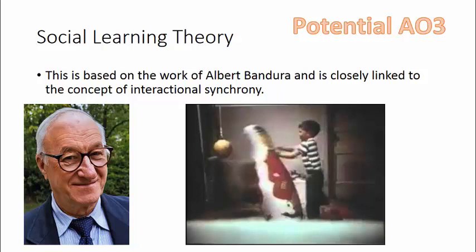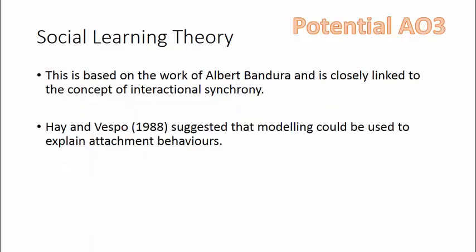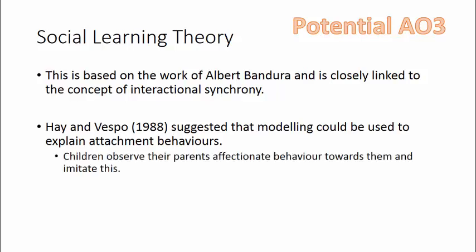Now, this is very closely linked to this concept of interactional synchrony that I described a few videos ago. The idea that a child will see something and then will try to imitate it. This could be used, according to Hay and Vespo, to explain how children form attachments. The idea is the child will observe their parents' behavior, usually this affection towards them, and want to reciprocate this back. So the child will imitate this behavior, and thus you see this affectionate behavior going to and fro from the child to the parent.